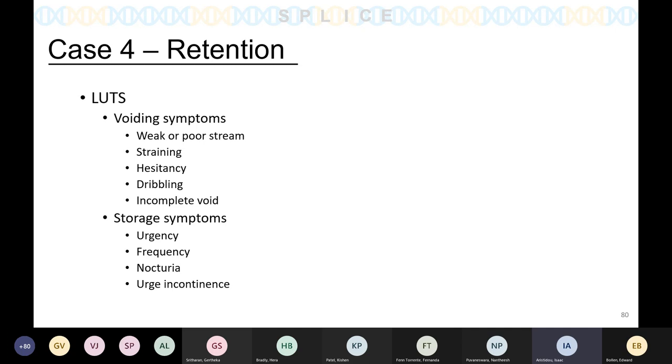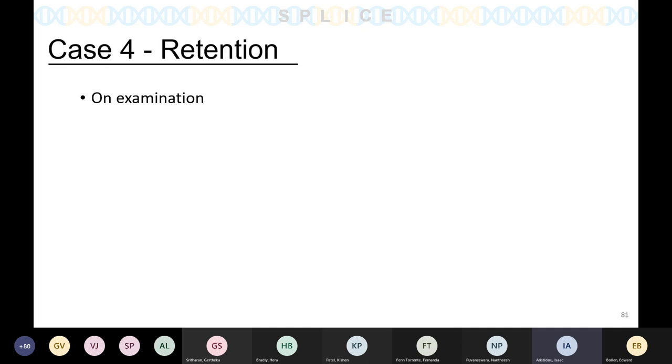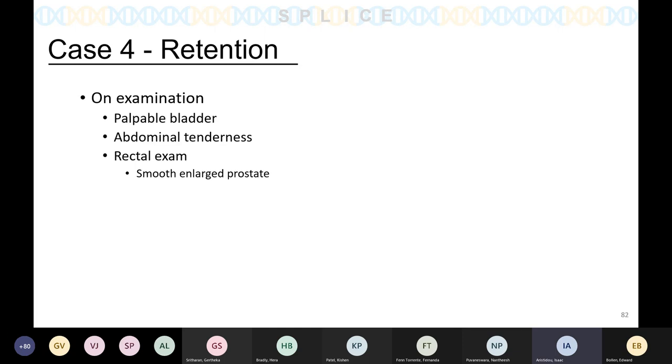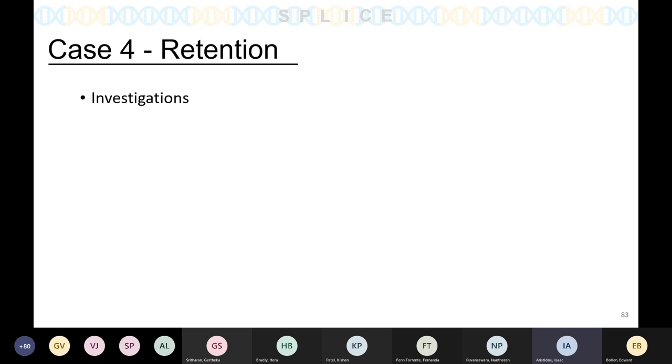Good, nice. So on examination, what sort of stuff would you expect to find? Suprapubic pain, good. Palpable bladder, yeah, nice. Enlarged prostate, brilliant. Always do a PR. So yeah, palpable bladder, abdominal tenderness, rectal exam, find a smooth and enlarged prostate, so in keeping with BPH. So what investigations would you want to do at this point? I mean, you can be thinking about prostate cancer as well, but BPH is far more common.